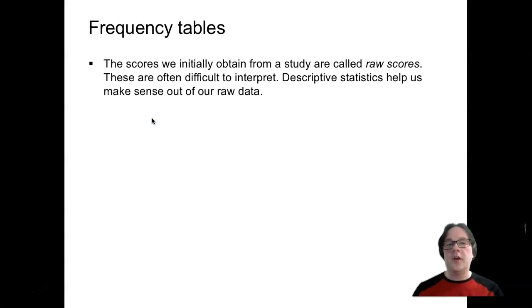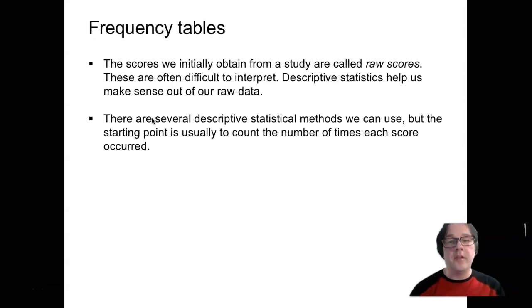There we go. Okay, so the scores that we initially obtain from a study are called raw scores. So these are just individual scores, individual datum that we get from our participants. And these individual scores or raw scores are often really difficult to interpret. So we make use of descriptive statistics to help us try to make sense of this raw data.